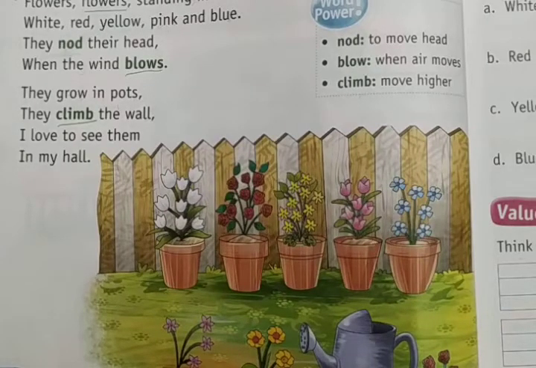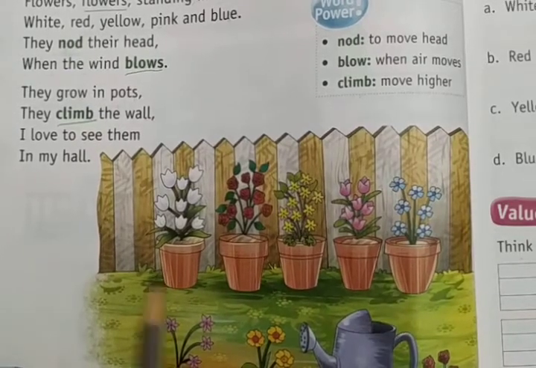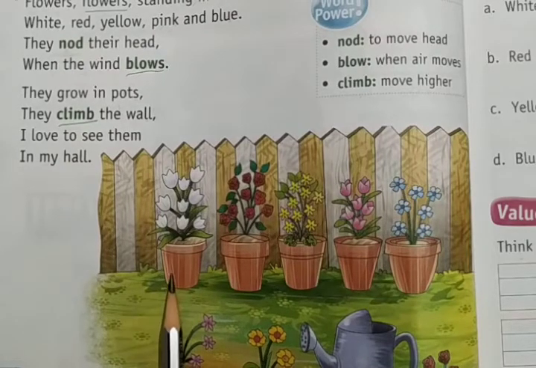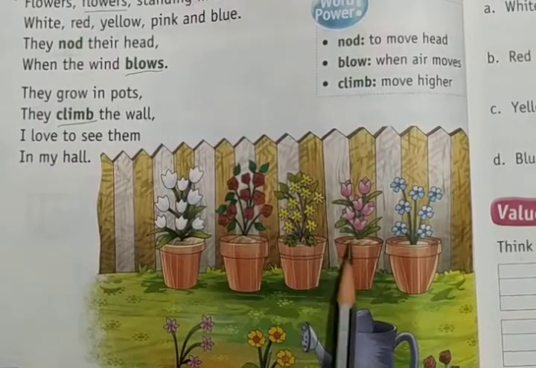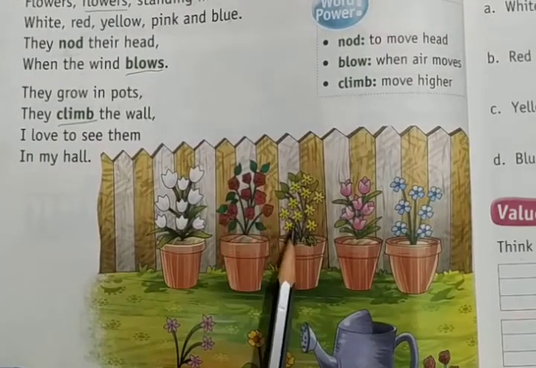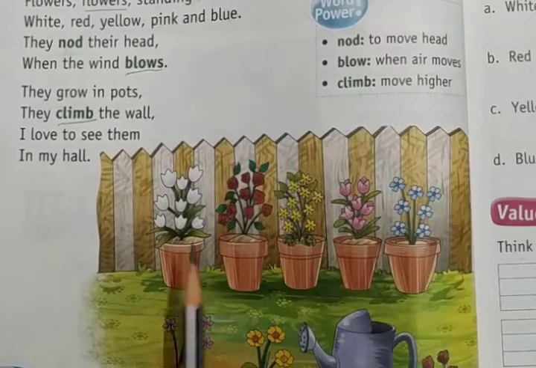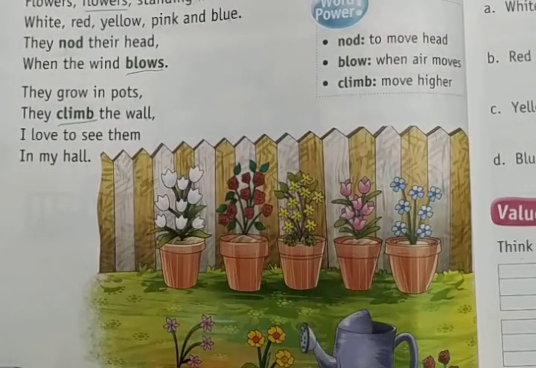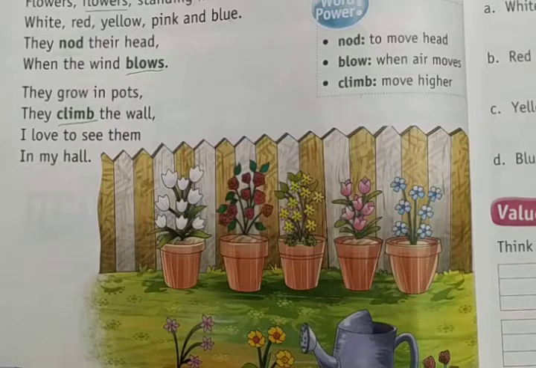Flowers, flowers standing in a row. How are they standing? They are standing side by side. That is called a row. White, red, yellow, pink and blue. They nod their head when the wind blows. They grow in pots. They climb the wall. I love to see them in my hall.